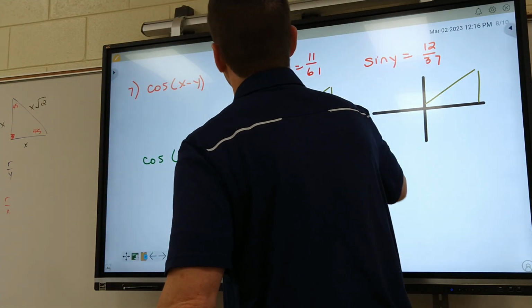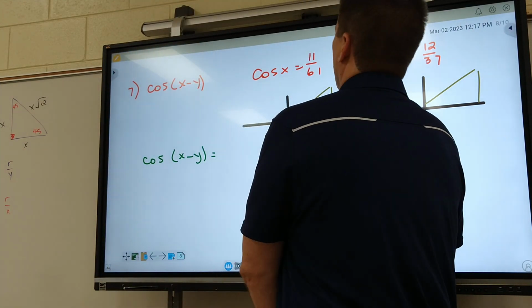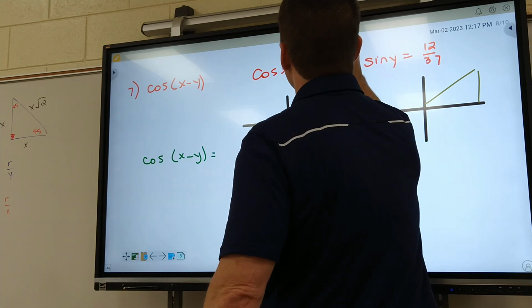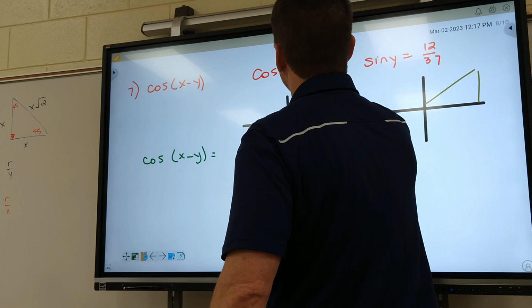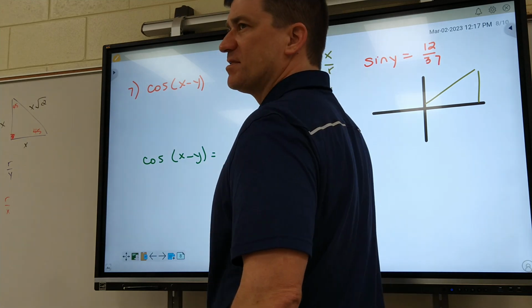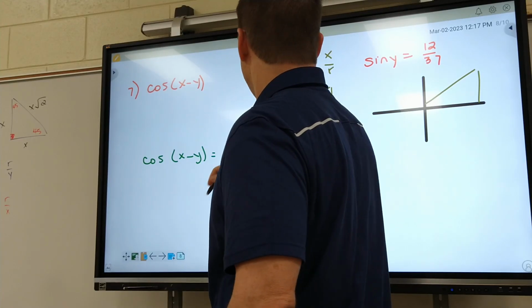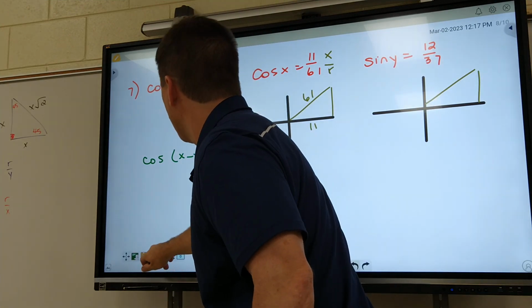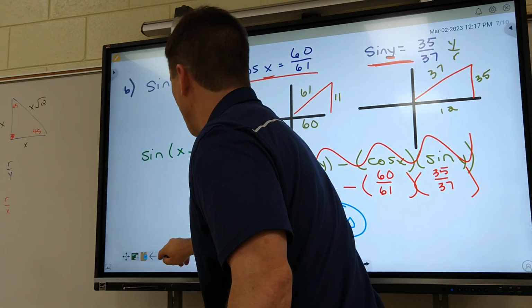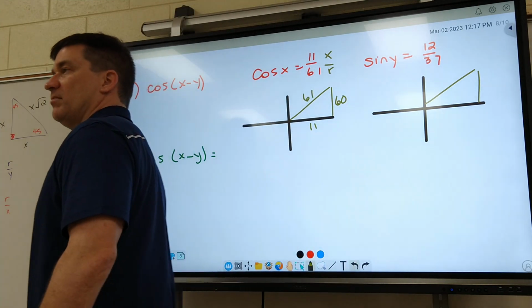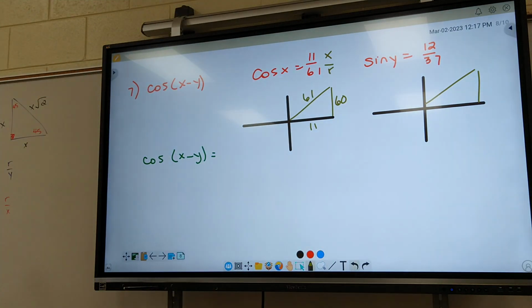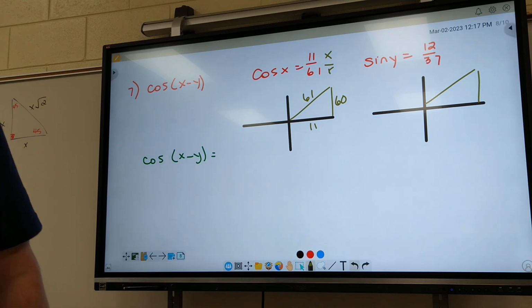All right, Jaden, where does 11 go? Where does 61 go? 11 goes on the x-axis, very good, and 61 is the hypotenuse. So 61 there, 11 there. Isn't this the same numbers we just had on the last problem? We had 61 and 11, right? What was the third number? 60. So you can cheat a little bit on that one. We know it's going to be 60 going up. Or you could do 61 squared minus 11 squared. It's going to give you 60.